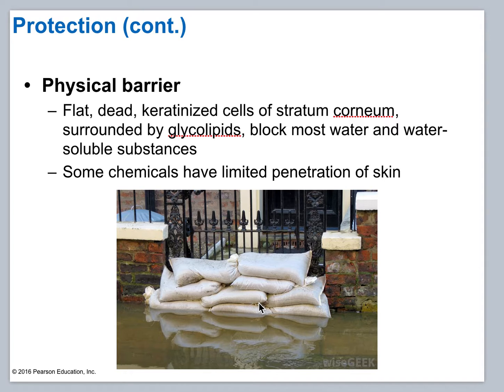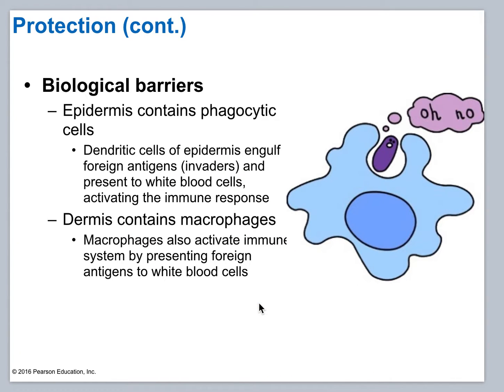And biological barriers have to do with the fact that there are phagocytic cells, those Langerhans cells or dendritic cells. They engulf foreign antigens and foreign pathogens, activate the immune system response, and help get rid of the infection. These are found in the epidermis, as you remember when we studied the epidermal layers. And the dermis has macrophages that do the same type of thing. They eat and destroy antigens from invading pathogens.